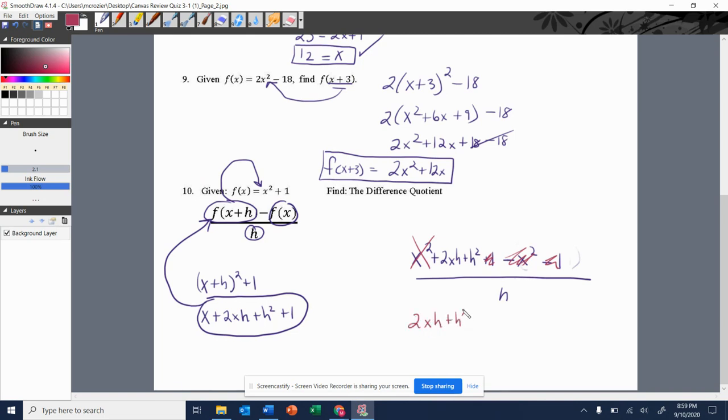2xh plus h squared. But remember, it's all being divided by h. So the first term gets divided by h and is left with 2x. The second term is h squared, gets divided by h. So it's just 2x plus h. So this expression simplifies all the way down to 2x plus h.